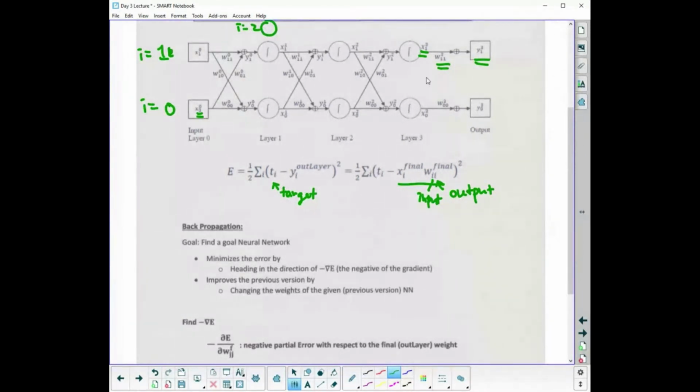Then vertically, you can say they are layers. The direction of the forward feeding is left to right.